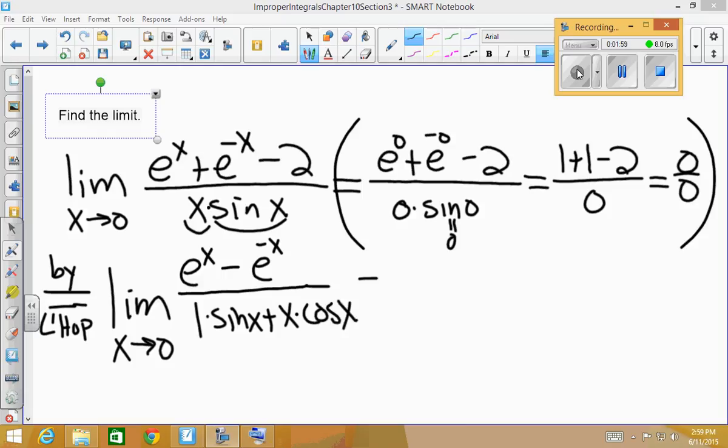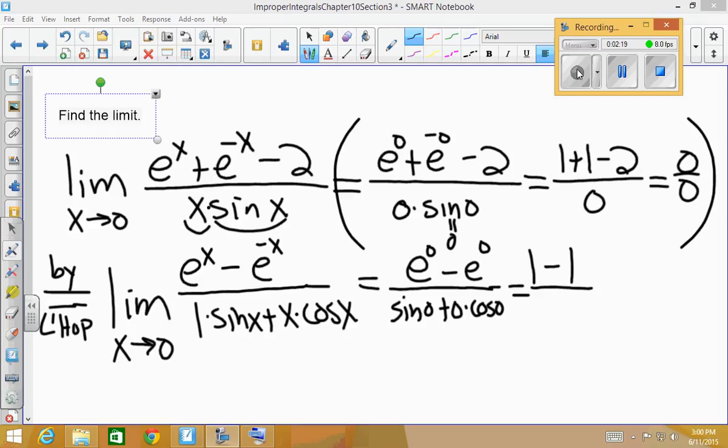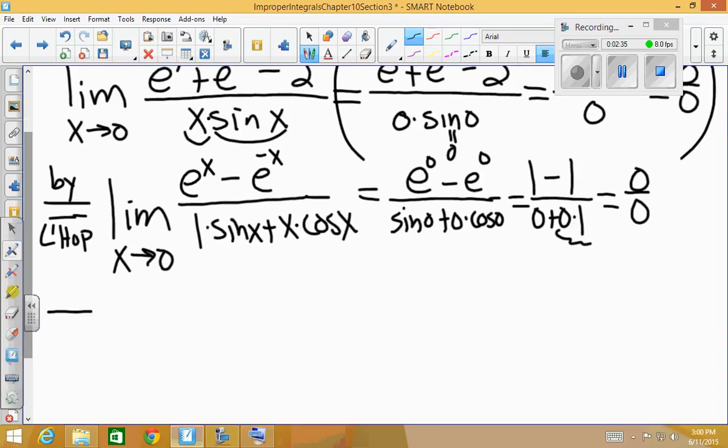Now we try to evaluate this again, the numerator and denominator separately. So e to the 0 minus e to the 0 over sine of 0 plus 0 times the cosine of 0. E to the 0 is 1. Sine of 0 is 0. Cosine of 0 is 1. However, we're multiplying by 0 here, so we get, again, 0 over 0. Well, let's try this one more time and hope that we get somewhere.